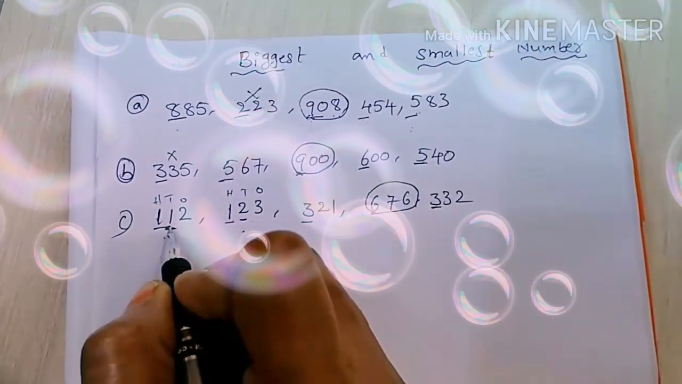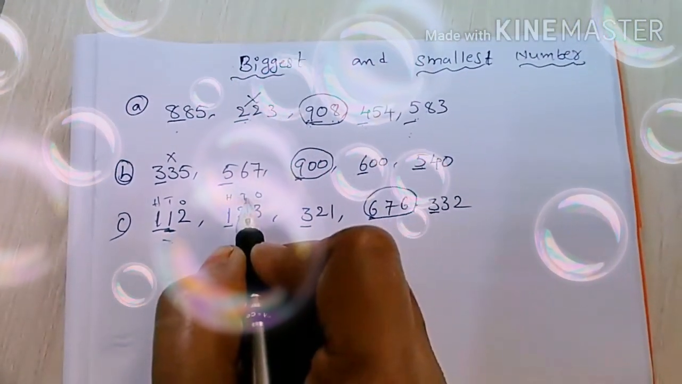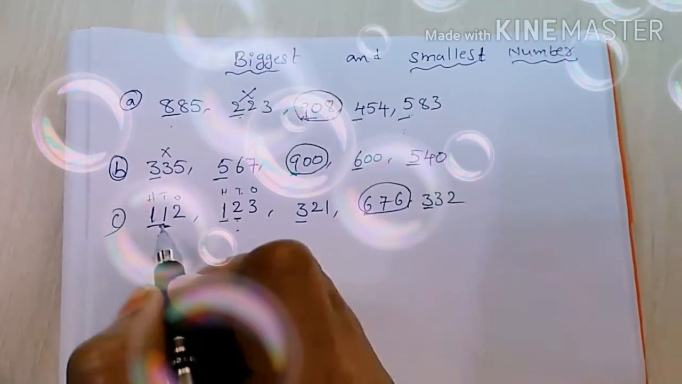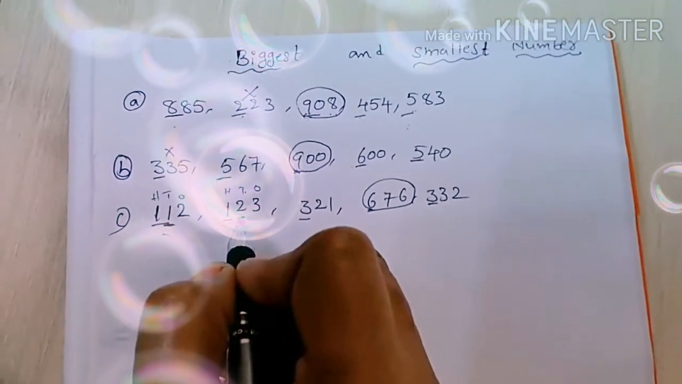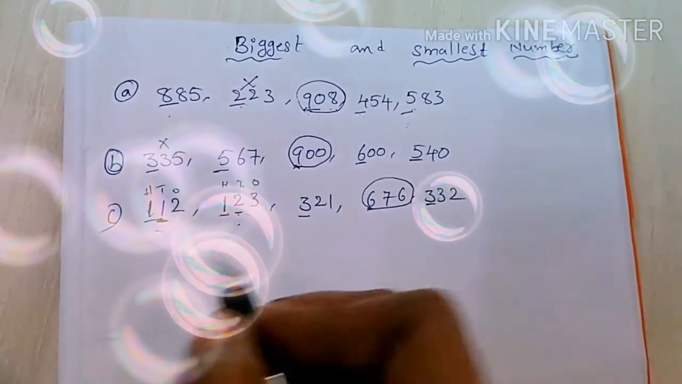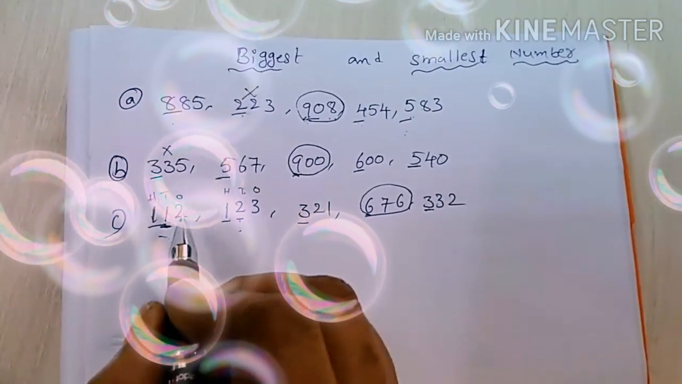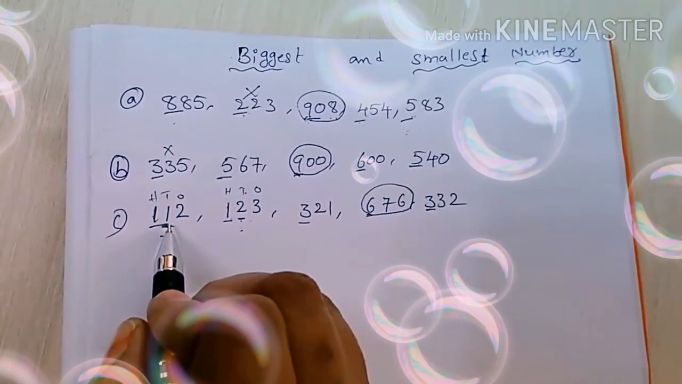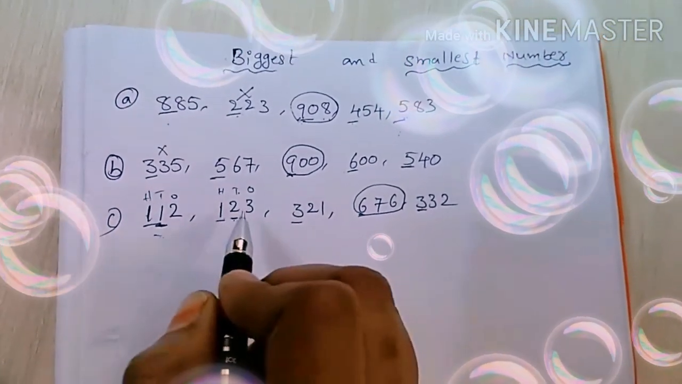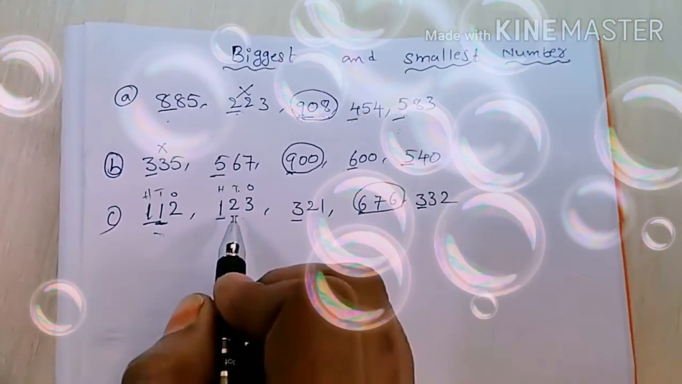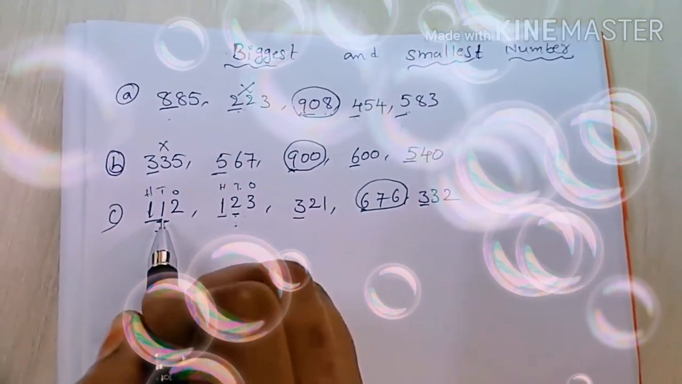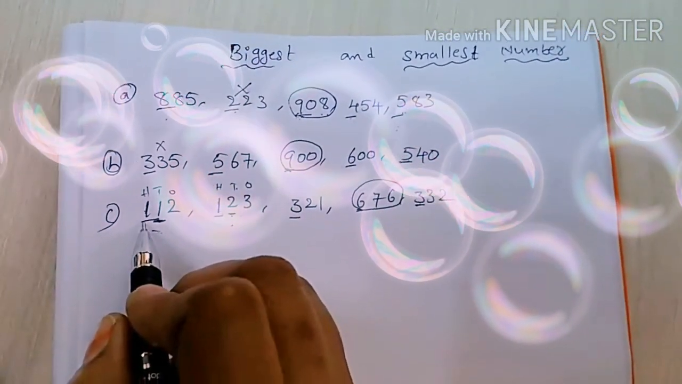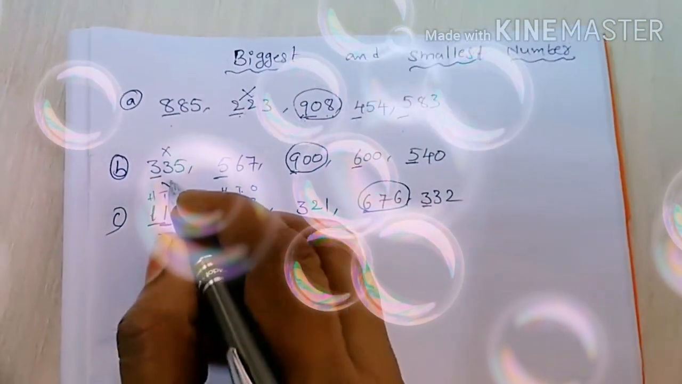Here in the tens place, 1 means 110. In this number 123, tens place 2 means 2 tens, 20. Here only 110, here 2 tens are there. So in which number is the smallest tens? This 112 has only 110. Here 123 has 2 tens. So 110 is smaller than 2 tens. So automatically 112 is the smallest number.